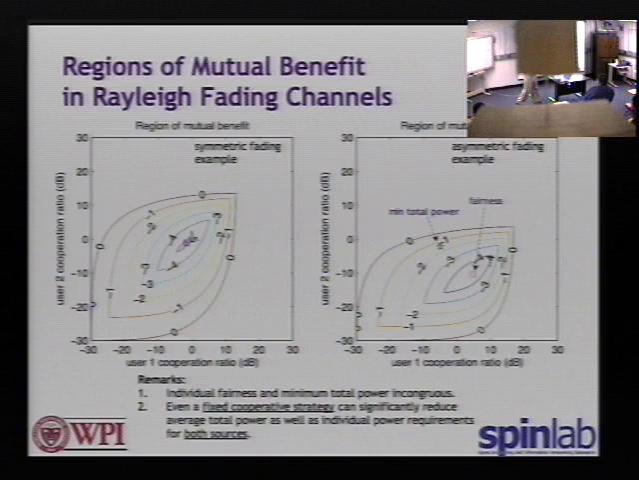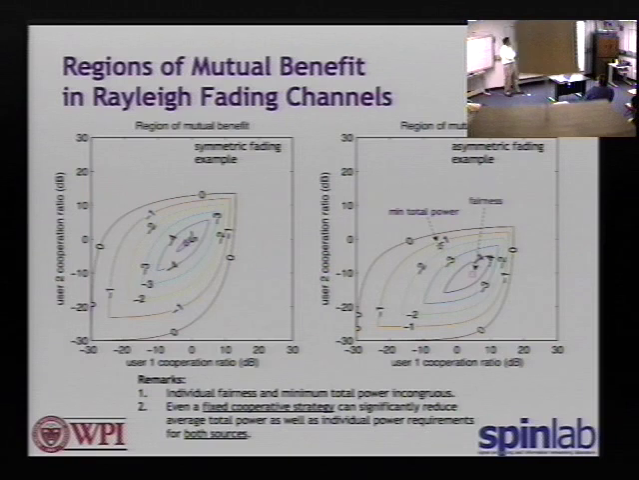Okay? So I've been talking about these regions of mutual benefit, and I wanted to make this more clear. These are the break-even lines, the zero line and the zero line here. And then these regions are places where both nodes benefit by at least this much. So both nodes have some benefit for all cooperation ratios in that American football-shaped region. And as you get closer and closer to the optimum point, both nodes will benefit by at least 5 dB if you get to that point right there.